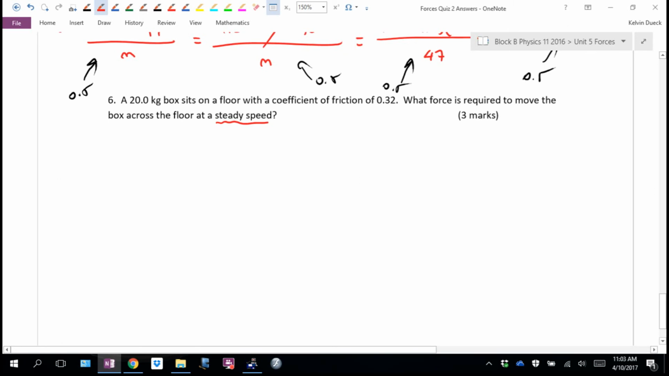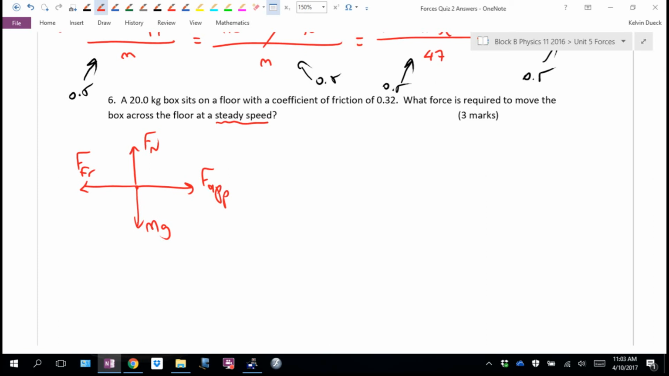What force is required to move the box across the floor at a steady speed? I think this is a job for a free body diagram. Gravity down, normal force up, the applied force, and I think that's what they're asking me to find. How hard would you need to pull? Oh, but if I'm pulling at a steady speed, friction must be slowing me down at exactly the same as the applied force is accelerating me forward. Who's winning? It's a tie. So you could right away say, well, the applied force, which is what you're asking me to find, equals friction.